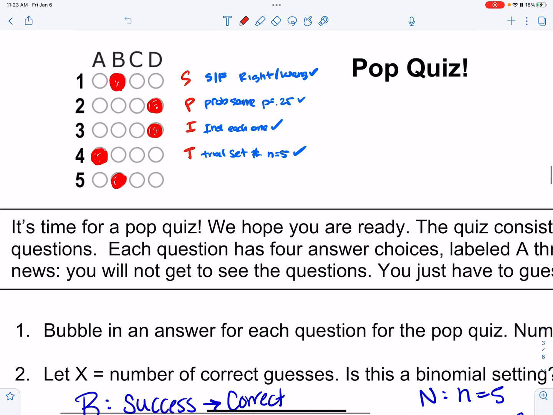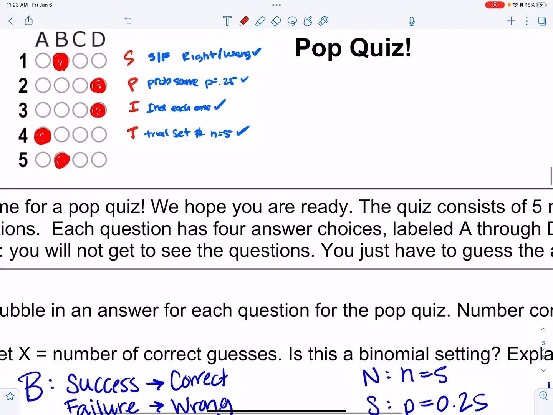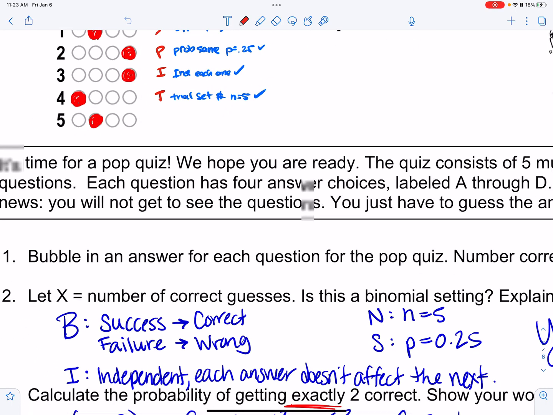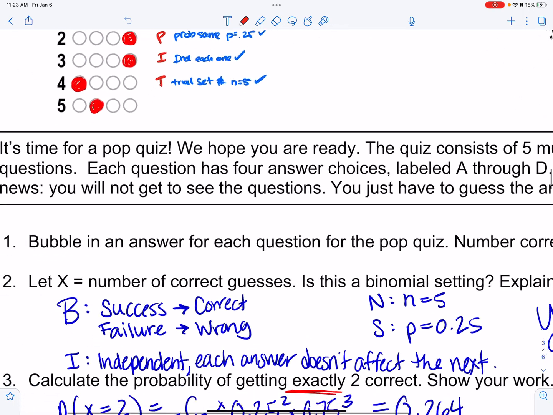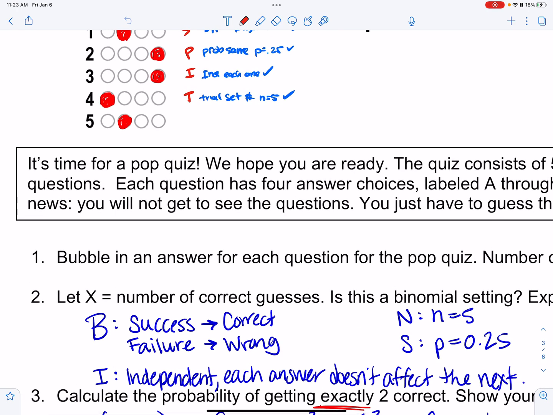All right, so let's go ahead and look at the next one here. We bubbled in the quiz, and then you can put how many you got correct. So I just answered number 2, that X is the number of correct guesses. This is a binomial setting, and explain. I just answered it.